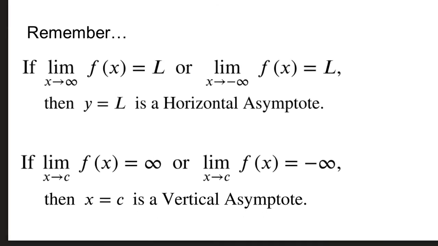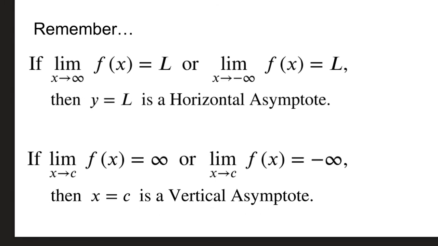I think it's really important for you to remember what a horizontal asymptote is and a vertical asymptote. So the limit as x approaches infinity or negative infinity, if I get a value when I look at those, it's a horizontal asymptote. And the limit as x approaches some individual number, if the result is infinity or negative infinity, that's a vertical asymptote. Typically, especially with rational equations, we think of this as where the function itself is undefined.